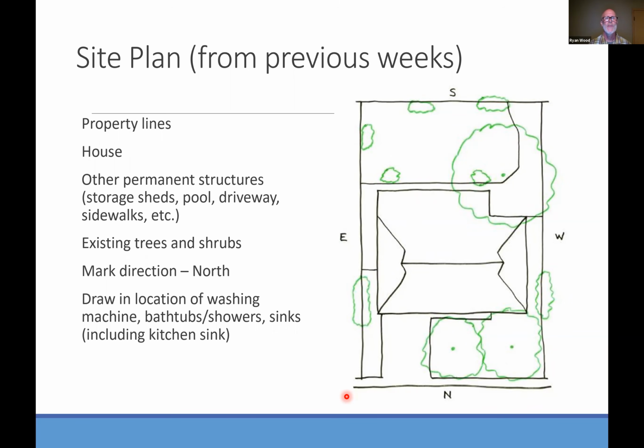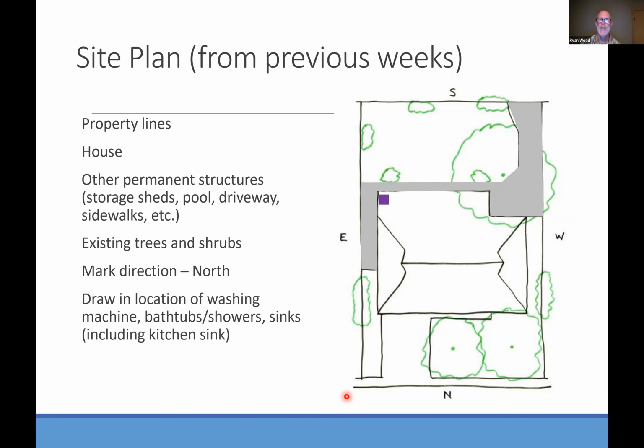But you're going to want to include the property lines, the house, any other permanent structures, any existing trees, any new trees that you're going to put in. And then draw in where your washing machine is. Where's your bathtub? Do you have any hardscape? What are the obstacles that you're going to have to get around?